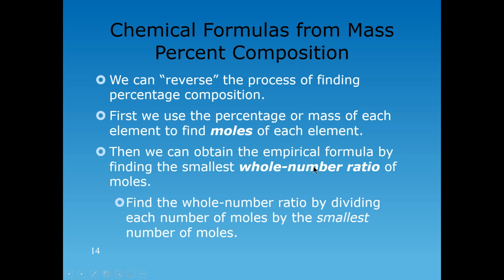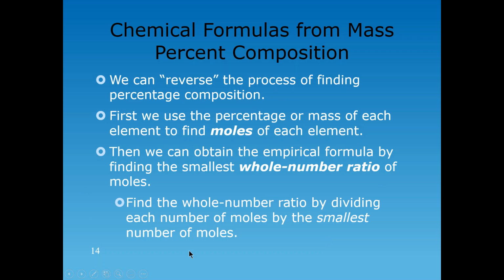Then the second step is that you have to obtain the whole number ratio of moles between the different elements in the compound. And the way we do that is that after we determine the number of moles, we divide each of them by the smallest number of moles. And those numbers will give you the subscripts for the different elements in the empirical formula for that compound, all right? Once you do that, then you can get from there to the molecular formula, and we're going to discuss how we do that later on, all right?